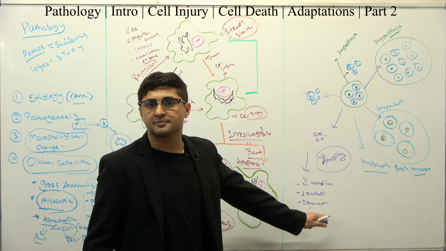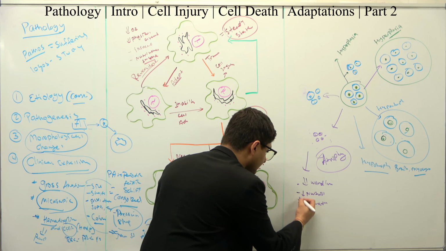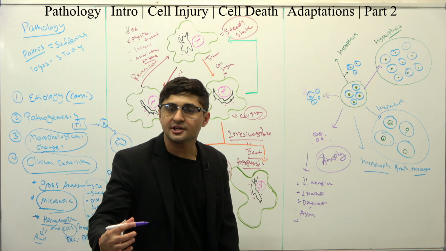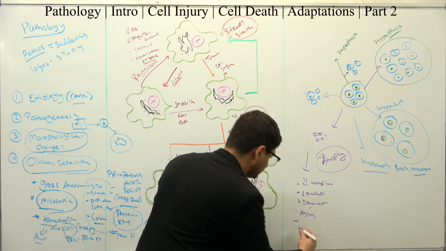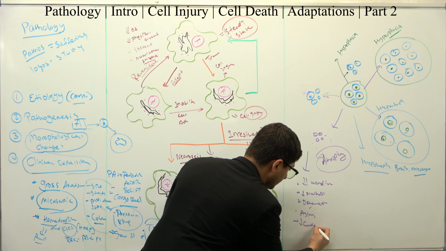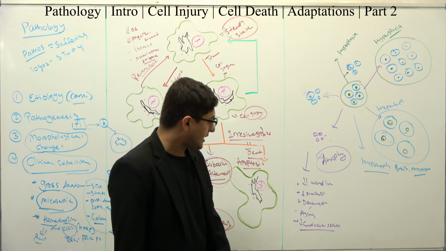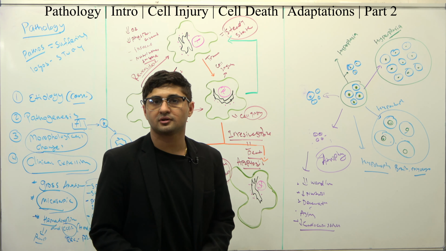There's no nerve supply there. There's a damaged nerve supply. All right, that could be that. Aging is a factor too. Or let's say there's a decrease in endocrine stimulation. All right, all of that. All of them leading to something called atrophy.